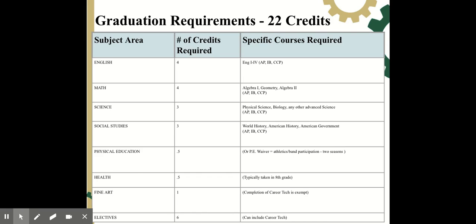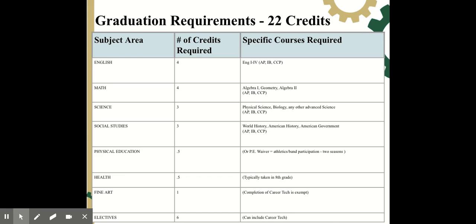Physical education, you need a half credit to graduate from high school, or you can get a physical education waiver, which you can get by participating in athletics for 2 seasons or band for 2 seasons. There is a health requirement for graduation that is a half credit, which is typically taken by our 8th graders at Oakwood. If you are new to Plain Local, then we would have you take it here at the high school. You need 1 credit of a fine art to graduate from high school, which if you complete a career tech program as a junior or senior, that counts as your 1 credit of fine art.